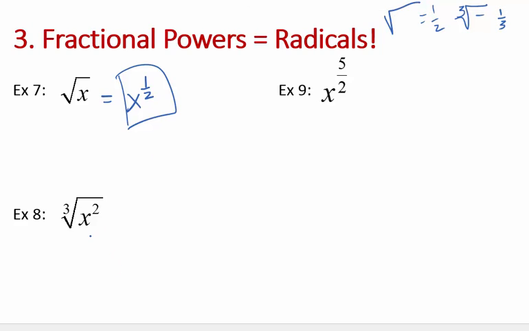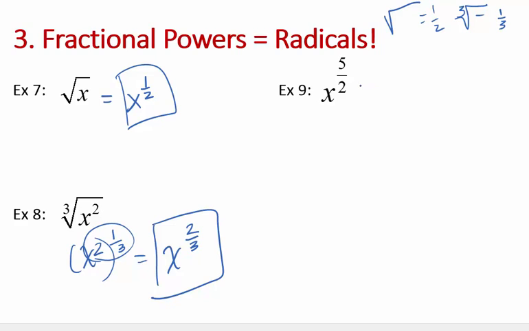So on number 8, we have two things going on. We have x squared, and it's being raised to the 1/3 power, right? Now we multiply powers if they're raised to one another. So 2 times 1/3 gives me x to the 2/3 power, and that would be my answer.